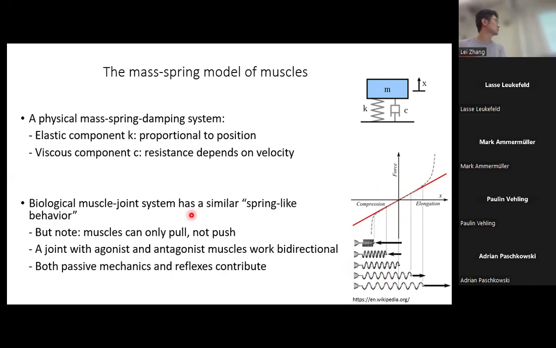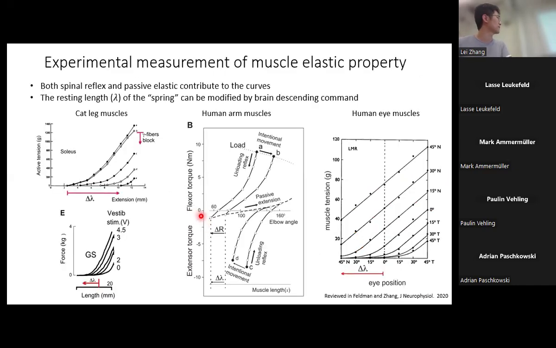And to illustrate this, I show you many experimental results of the muscle properties. Here you see these exponential curves that represent the property of the muscle. It's like a spring. First of all, this curve: if you stretch, lengthening the muscle, the muscle force becomes larger. And this property is a result of both the spinal reflex and the passive properties of the muscle.